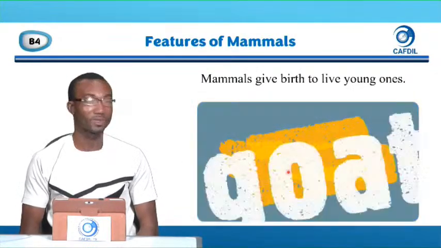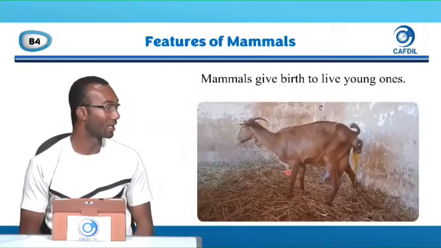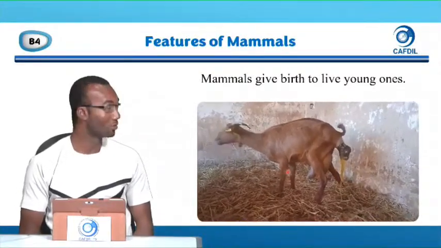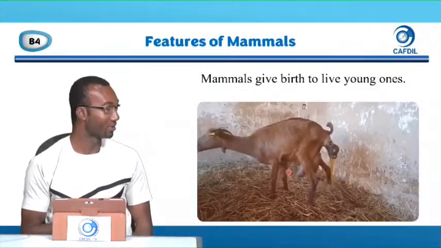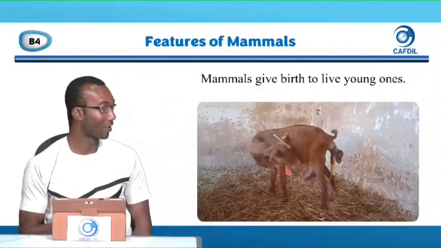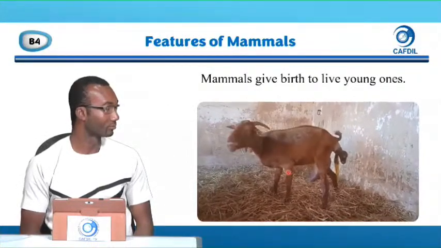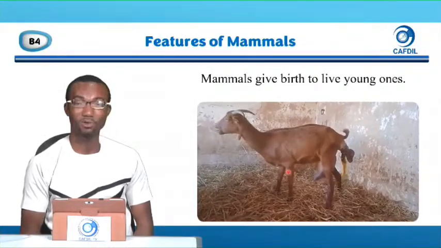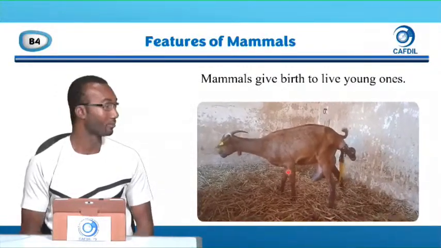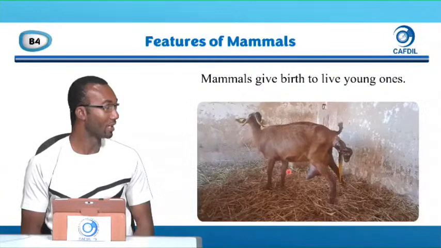Okay, let's look at how some animals give birth. The first one is the goat. You see that the goat develops inside the belly, and after some weeks the goat will give birth. So what you see is what we refer to as giving birth. The young one coming out of the mother is what we call giving birth. And live means that when the young ones come out, they will not be dead, they will be alive. There will be life in them. So you see the goat giving birth. They don't lay eggs, they give birth.